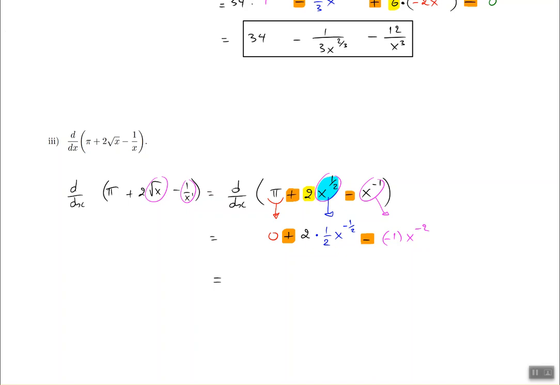All I have to do now is clean it up a little bit. So 0 is not going to matter. 2 times 1/2 is going to be 1, which I can ignore. So far it's x to the power of negative 1/2. Double negatives is going to make it positive 1 x to the power of negative 2. So again, I don't need to write down the 1. I could just write down x to the power of negative 2.